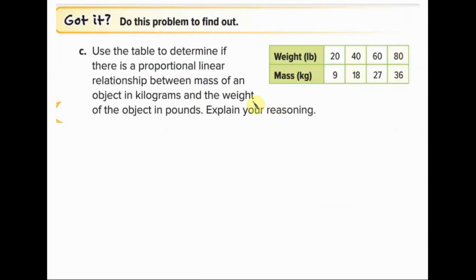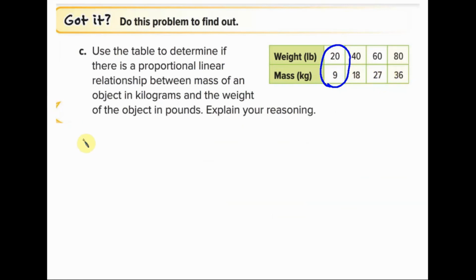The last example, use the table to determine if there is a proportional linear relationship between mass of an object in kilograms and the weight of the object in pounds. Explain your reasoning. When you're comparing from the table, this time I'm going to compare with the pairs. So for example, when I have 20 pounds, I have 9 kilograms. When you had 40 pounds, I had 18 kilograms, and so on.